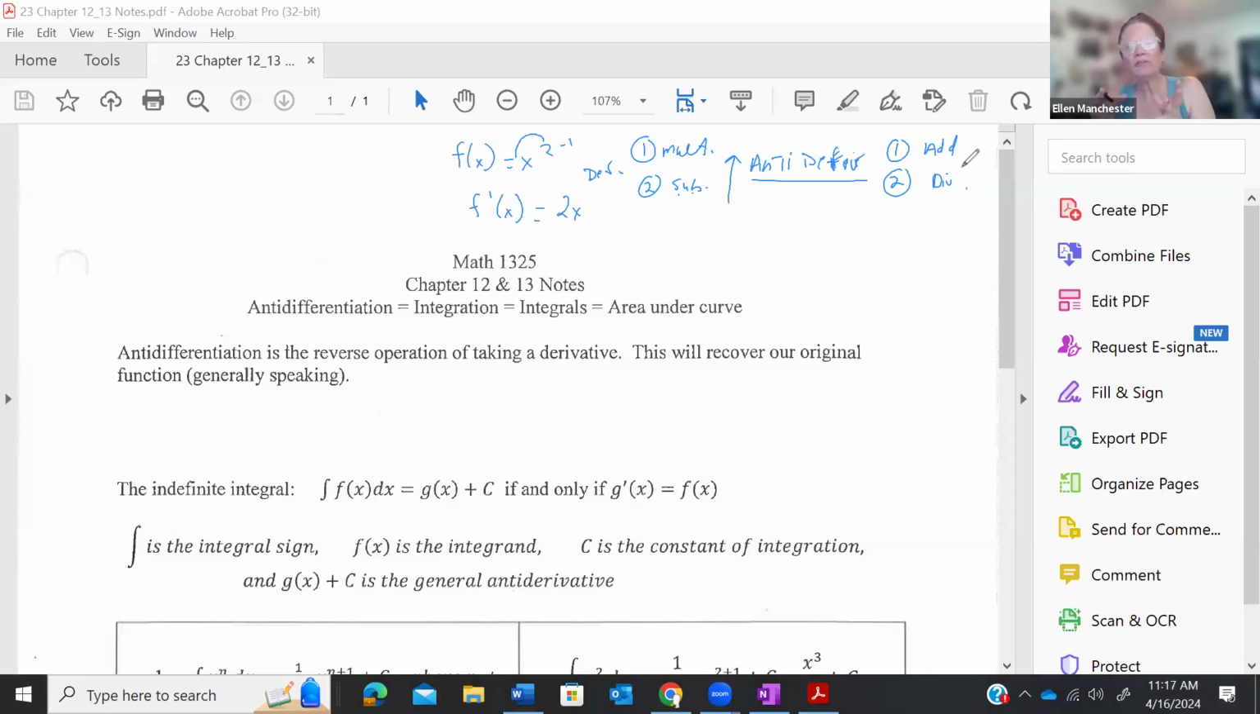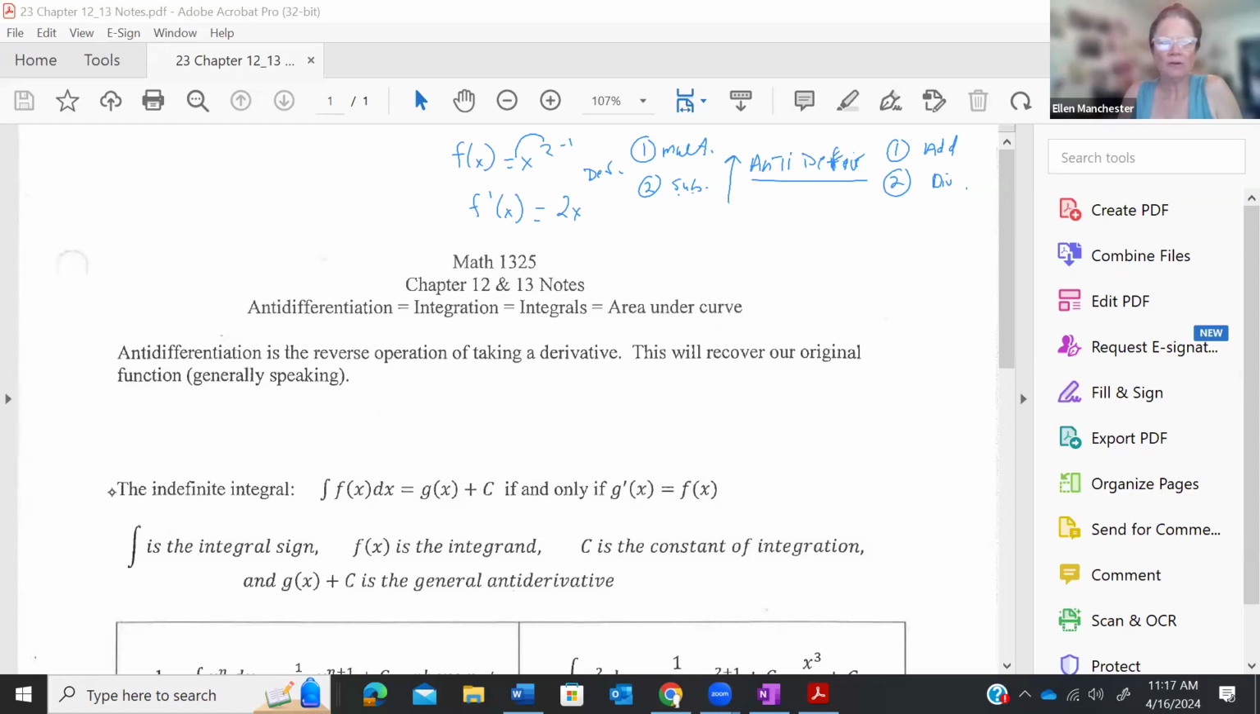So when you get on the final, you're going to have both finding the derivative and finding the antiderivative. You have to keep them separate. It's going to be super important that you keep those separate and you don't get yourself mixed up. That's probably the biggest challenge, making sure you don't get yourself mixed up on which is which.